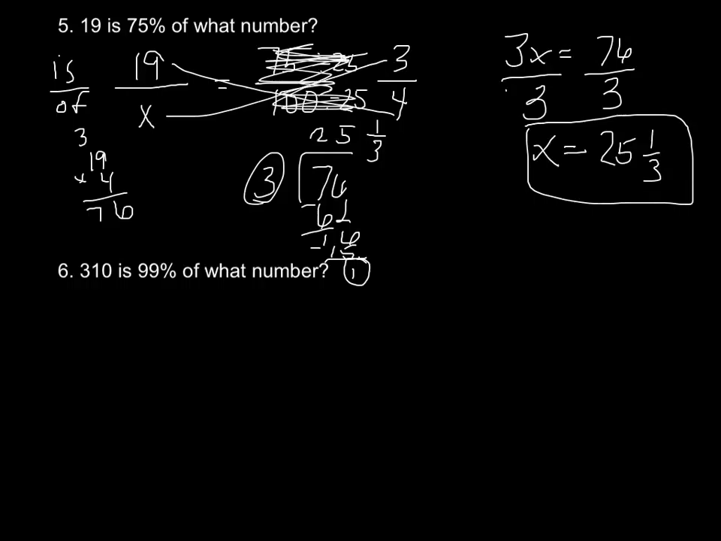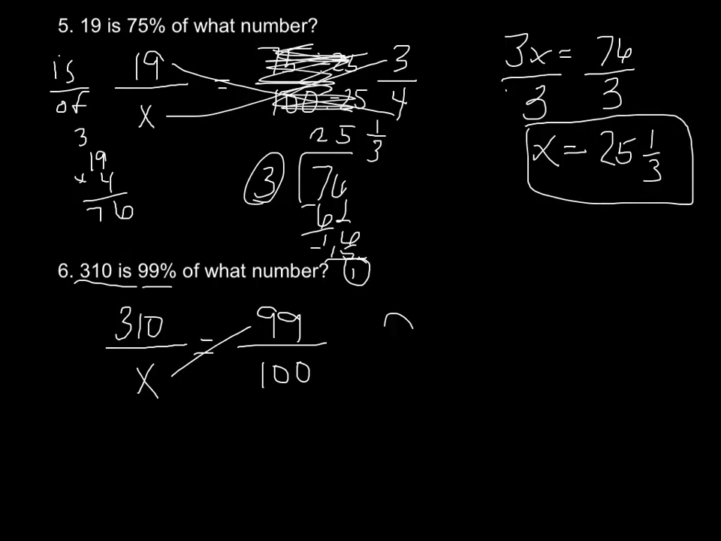Okay, let's try it again. Always start off with over 100. That's what you're going to do every single time. Percent's going to go on top. Is on top, of on the bottom. 310 is. Of goes on the bottom.